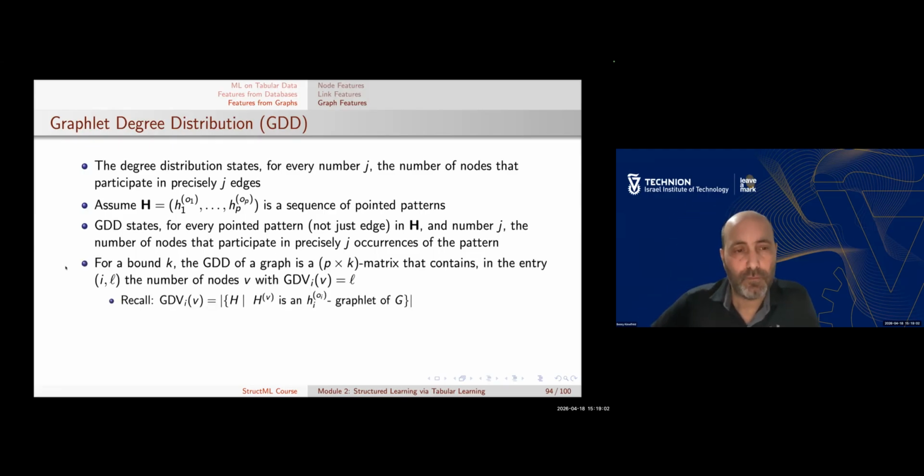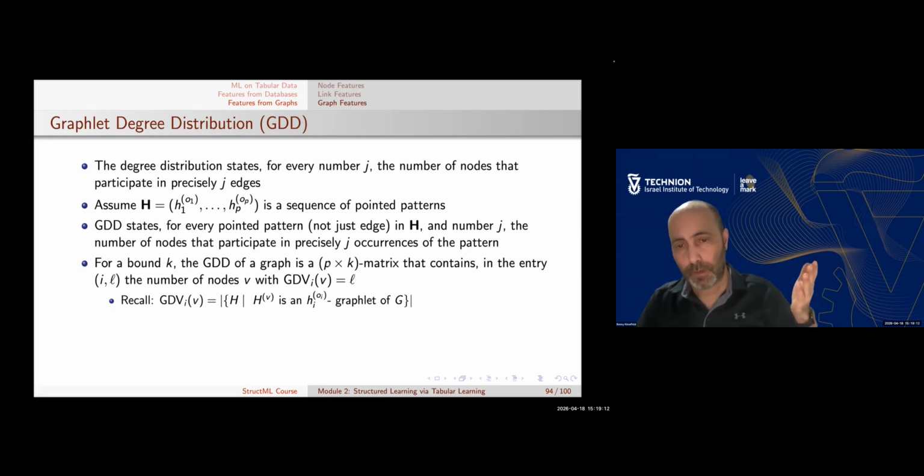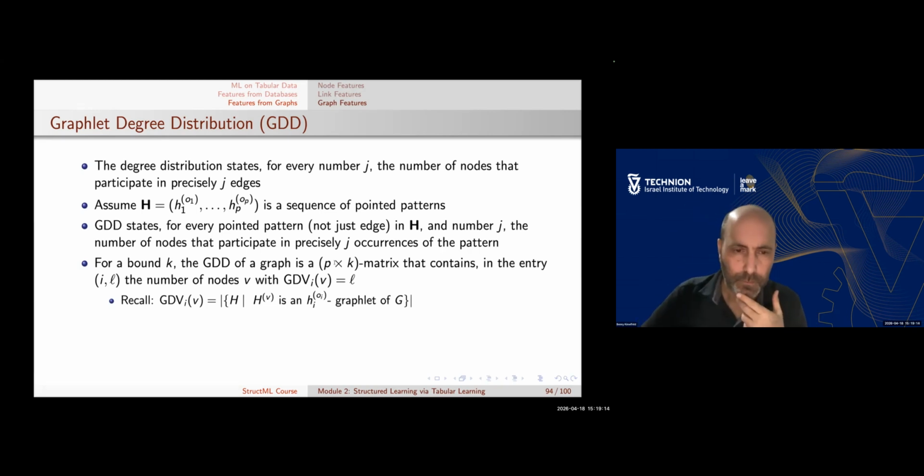So if you have a degree bound K, then the GDD, graphlet degree distribution, is really a matrix with P rows and K columns, where in the i, l entry, you have the number of nodes V where the GDV, the number of occurrences of the graphlet Hi, is equal to l. Their number of subgraphs is l.